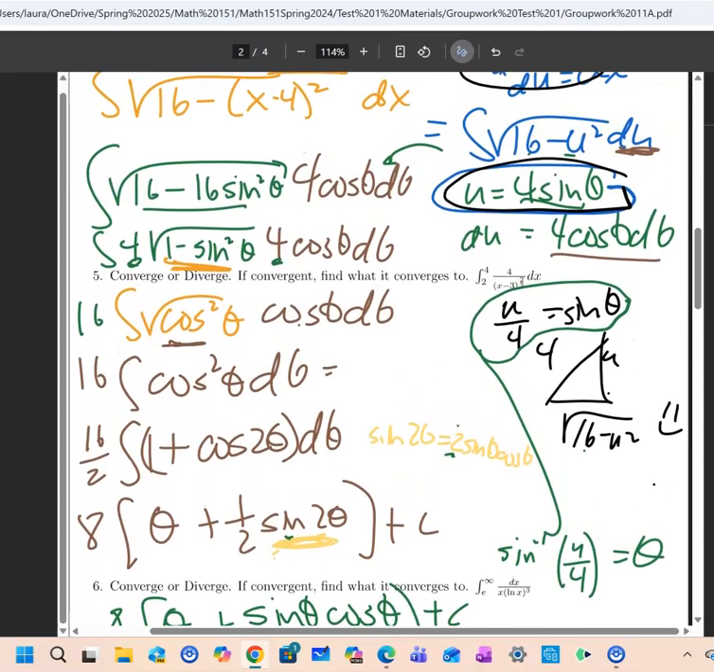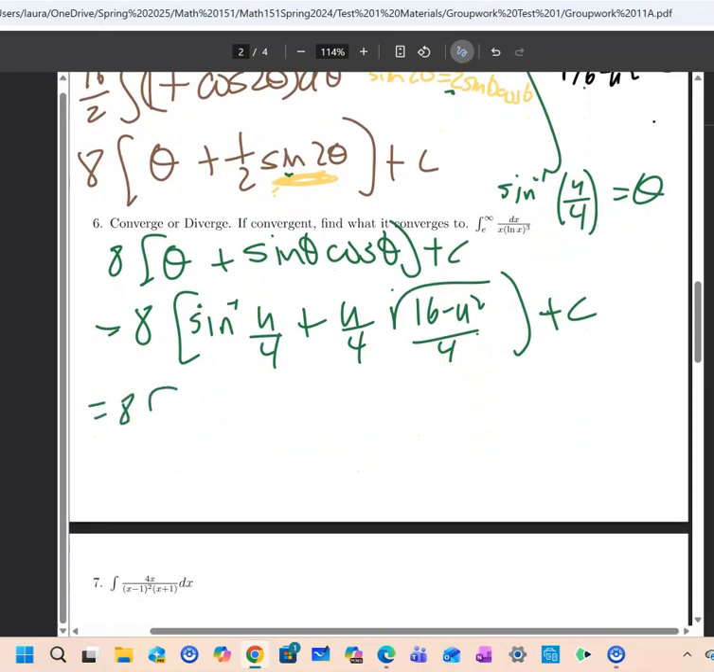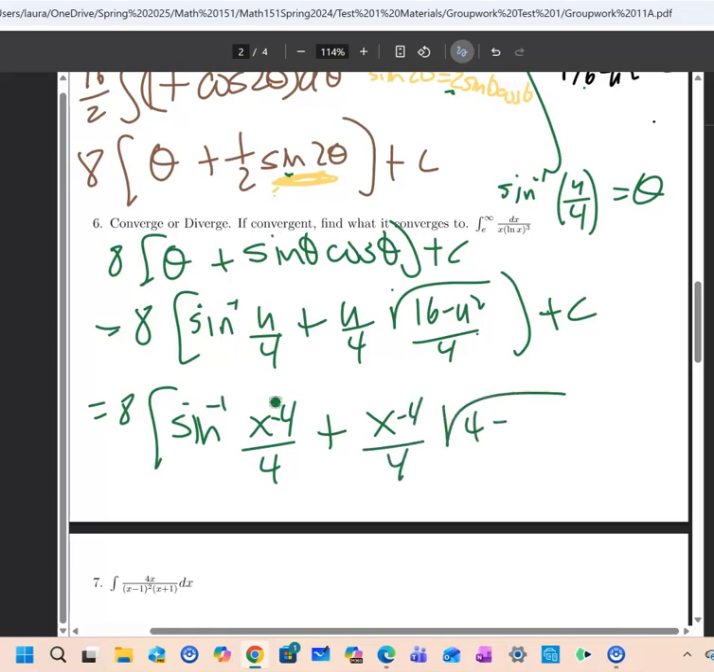And then it's my last job to plug in what u is equal to, and that was x minus 4. 8 inverse sine of (x minus 4) over 4. You always want to end your problem with the same letter that you began. Oops, the square root of 16, I meant to write that here. The square root of 16 minus (x minus 4) squared over 4 plus a c. And the c could be multiplied by an 8, or it could just be left outside, because c times 8 is just c. Weird thing.